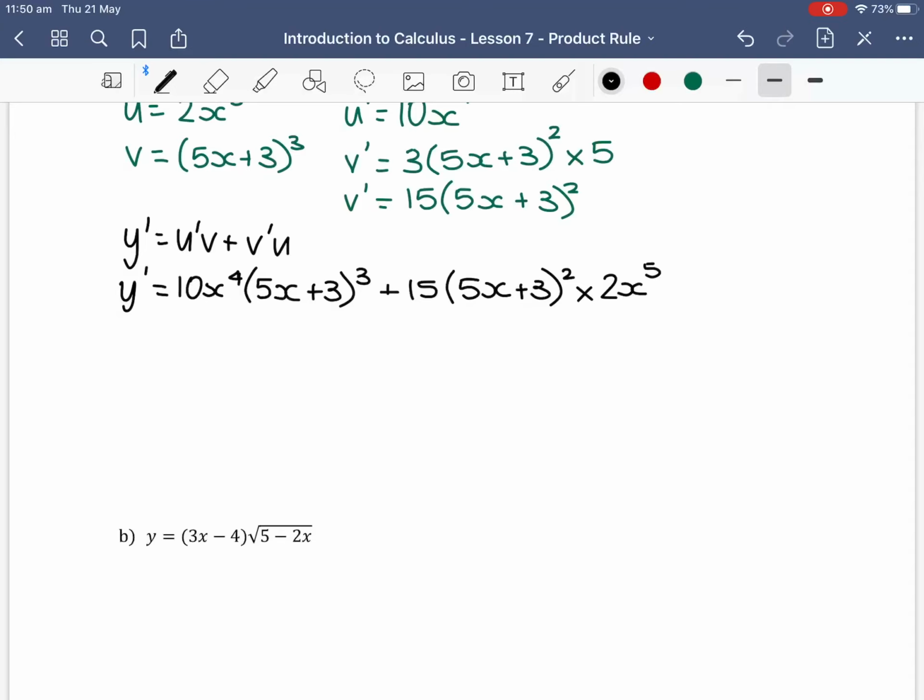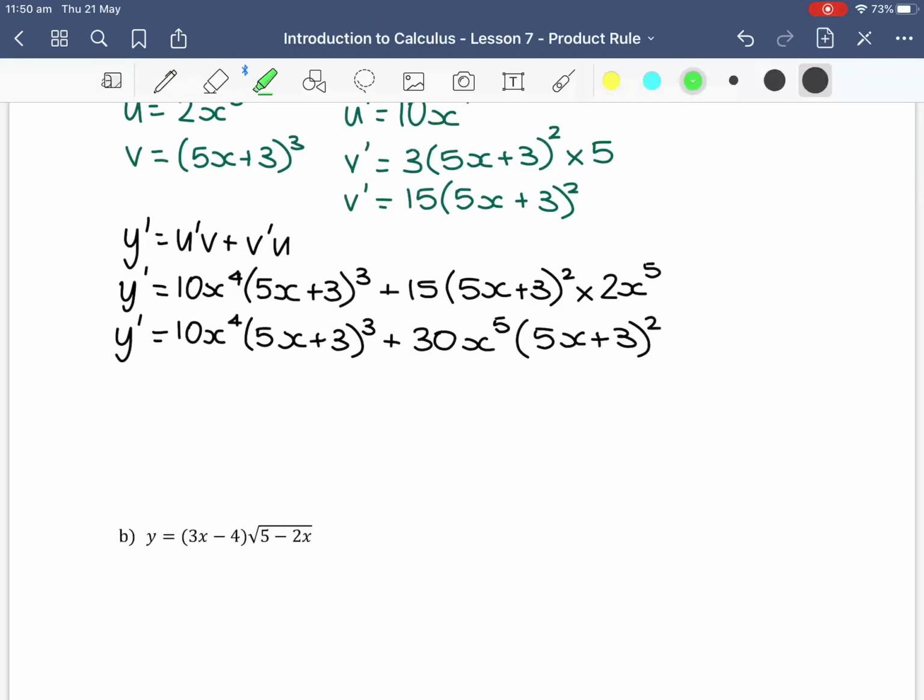So now we need to multiply, we don't need to multiply in our brackets for our first term. So we're going to leave it as 10x to the power of 4 by 5x plus 3 all cubed. We are going to multiply our 15 by our 2x to the power of 5 though. So this will be plus our 15 times 2 is 30x to the power of 5. Bracket 5x plus 3 all squared.